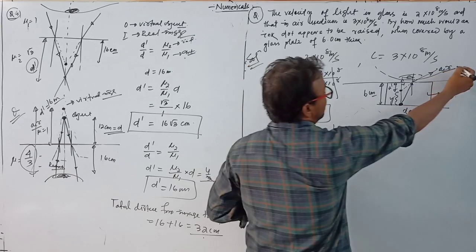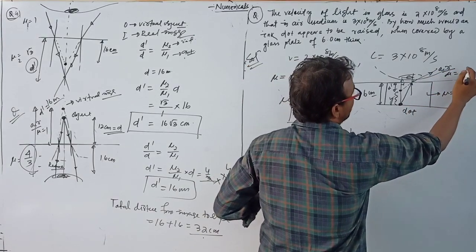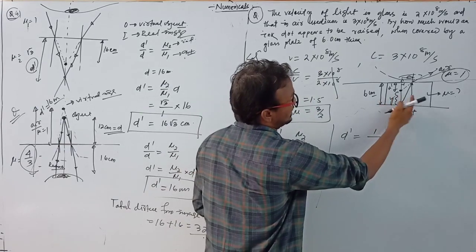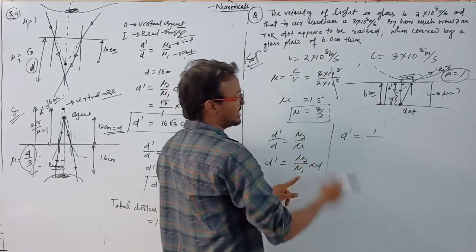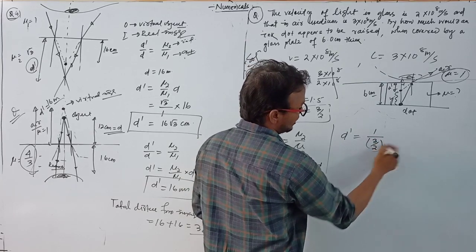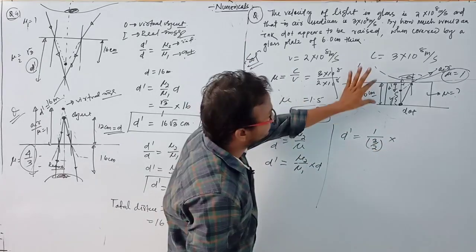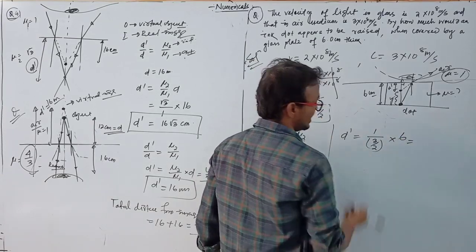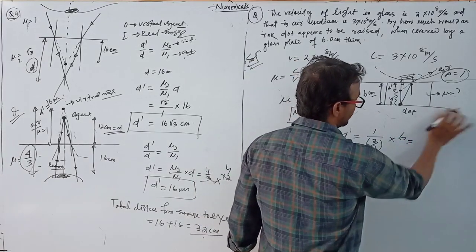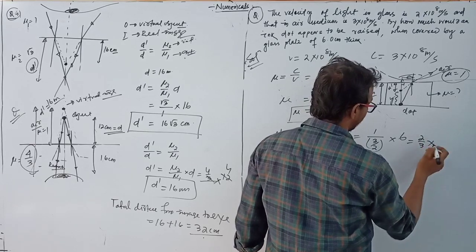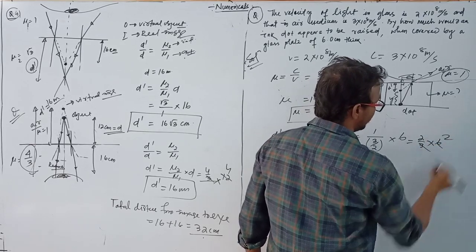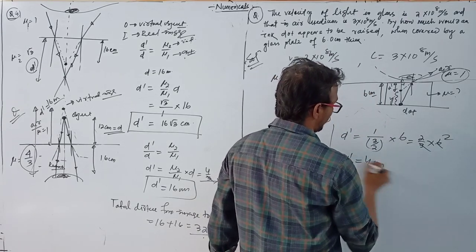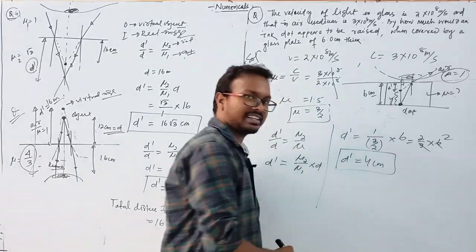Mu 2 means the second medium, air medium, and its refractive index we already know, that is 1. So 1 by mu 1, which medium? Glass medium, and we get refractive index 3 by 2. So 1 by 3 by 2 into D. D means this real depth, which is 6 centimeter. So 2 by 3 into 6, then 3 twos are 6, so D dash equals 4 centimeter. This is the apparent depth. Clear?